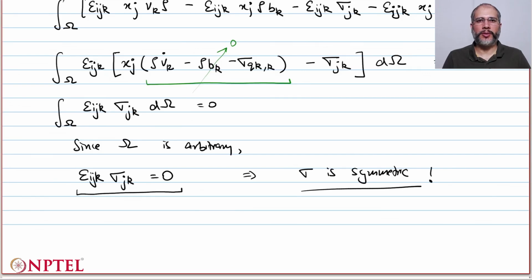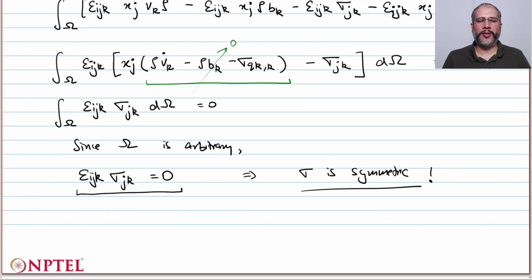So the Cauchy stress tensor is always symmetric, of course, for non-polar materials. For polar materials, it may not be symmetric because we have some concentrated moments as well, which contribute to the angular momentum equation. So this brings us to the end of this lecture, where we applied the linear and the angular momentum principles to derive the equation of motion in the Eulerian form and to conclude that the Cauchy stress tensor is symmetric.